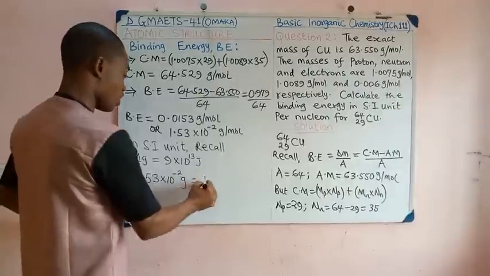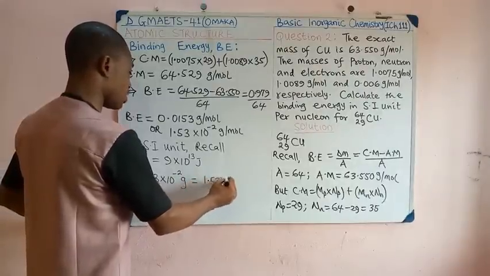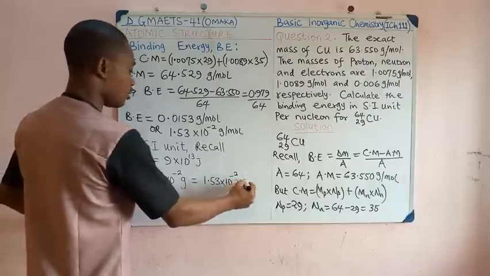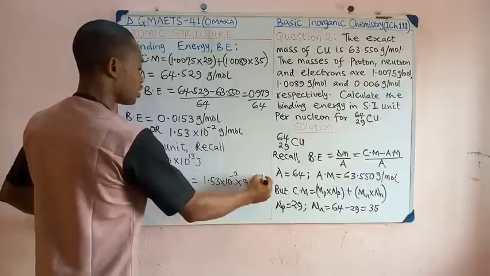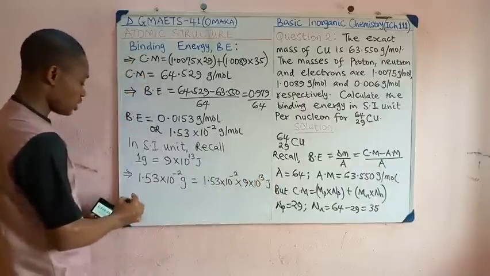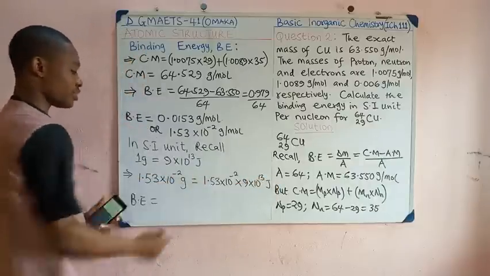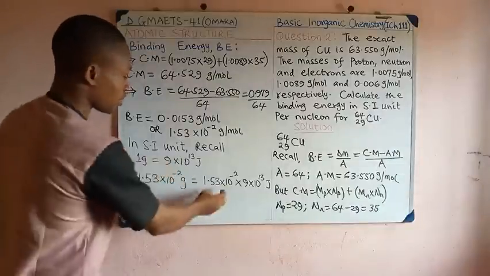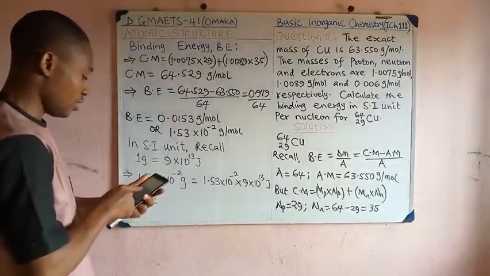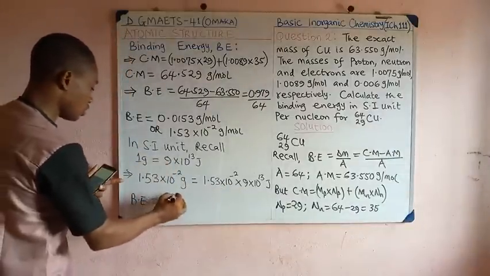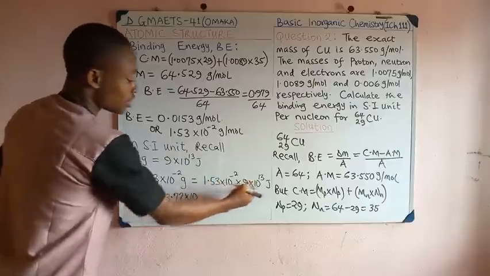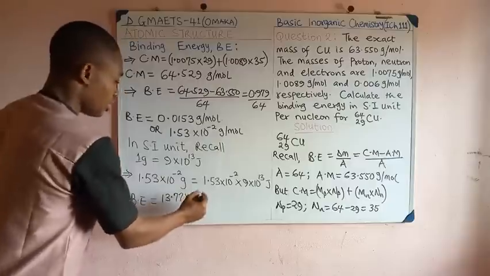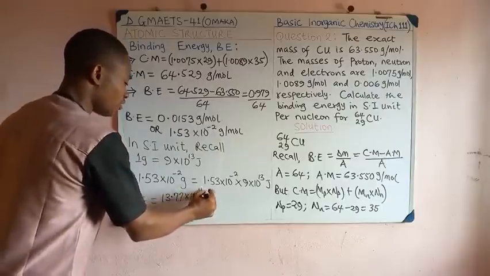So this will give us 1.53 times 10 raised to the power minus 2. The gram will cancel out from here. So you multiply it by 9 times 10 raised to the power 13 joules. So you now obtain the binding energy if you multiply this. Okay, let's see how it goes. Let me multiply the numbers without powers first. 1.53, I'm going to multiply it by 9. So this is giving me 13.77 times 10 raised to the power minus 2, 10 raised to the power 13. Pick one of the 10 and add their powers. Minus 2 plus 13 is going to give us positive 11 joules.